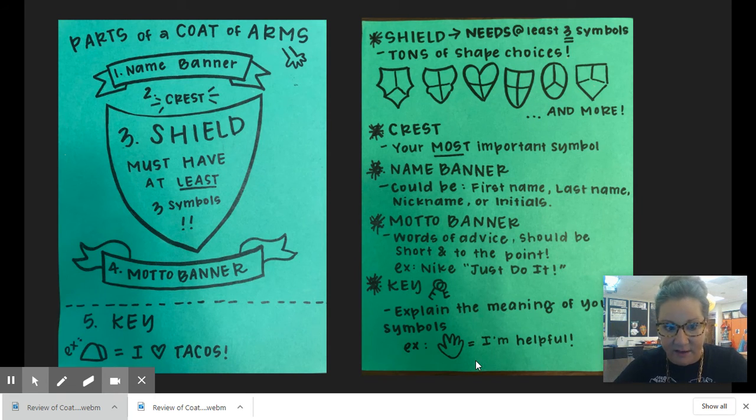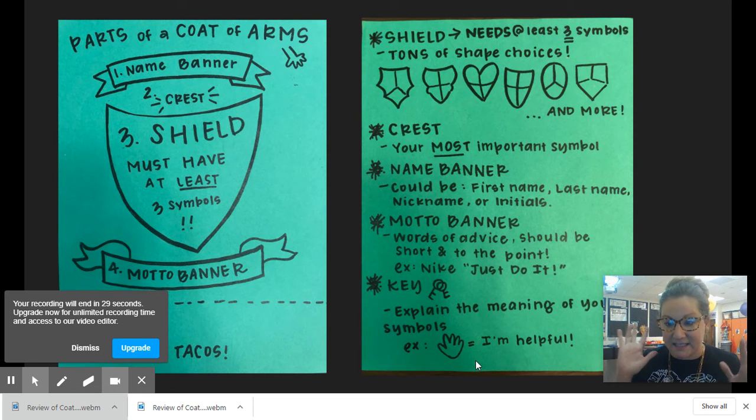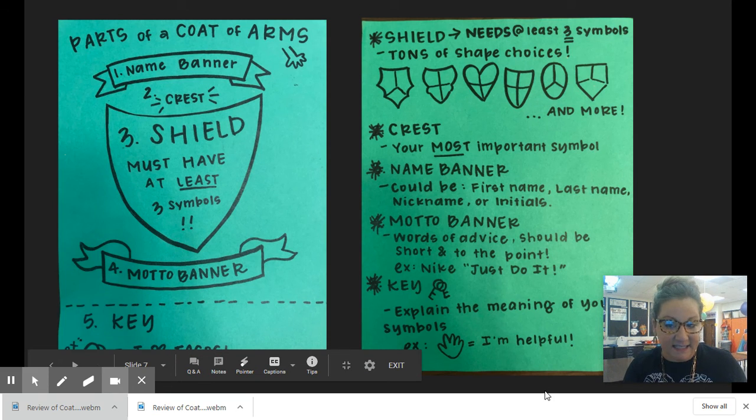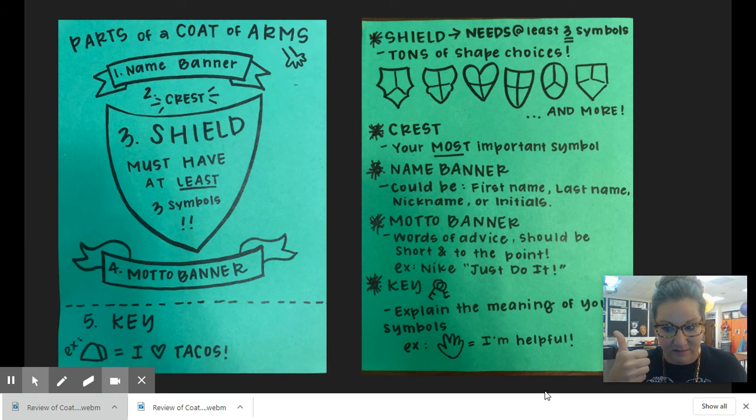You're going to draw out a name banner, pick what's going to go in your crest spot, choose a shape for your shield, decide which parts are going to go in there, right? Decide on a motto and make yourself a little banner. That's your job for this week inside of your sketchbook, okay?